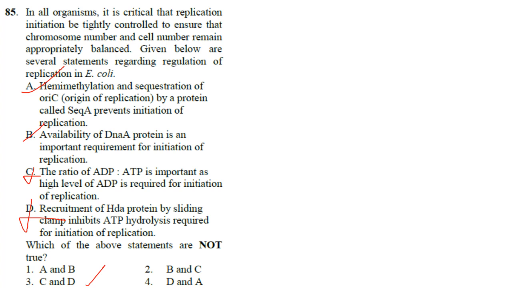Ability of DnaA protein is an important requirement for initiation of replication. That is also correct. The ratio of ADP and ATP is important as high level of ADP is required for initiation. I don't think there is any ADP which is required for initiation of replication. So C is not correct. Recruitment of Hda protein by sliding clamp inhibits ATP hydrolysis required for initiation of replication. That is also not correct. So C and D are not correct and your answer is option 3.